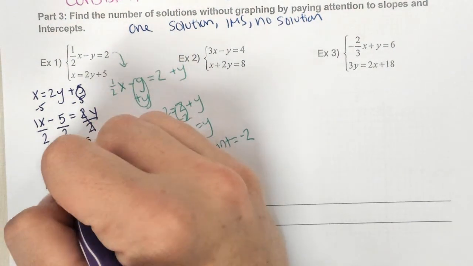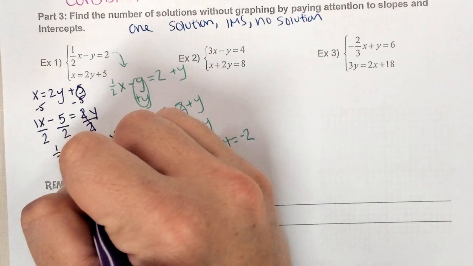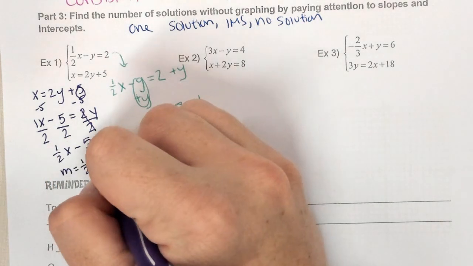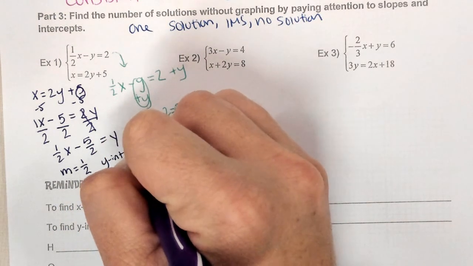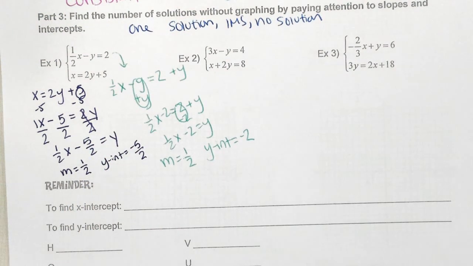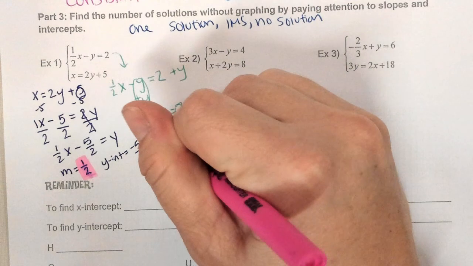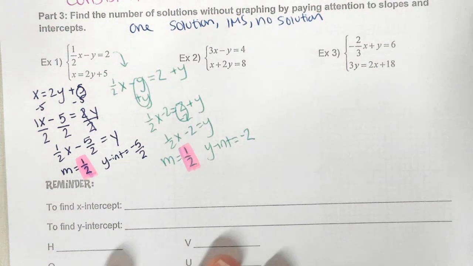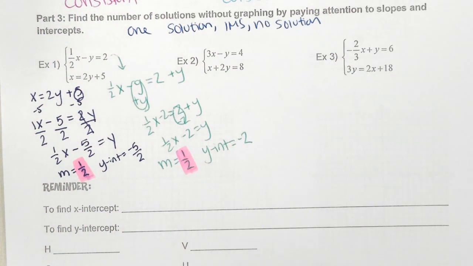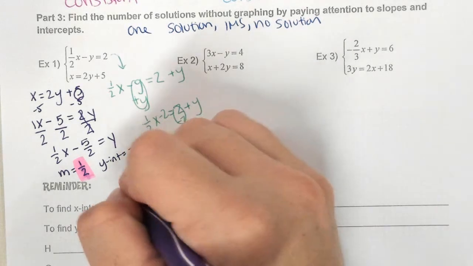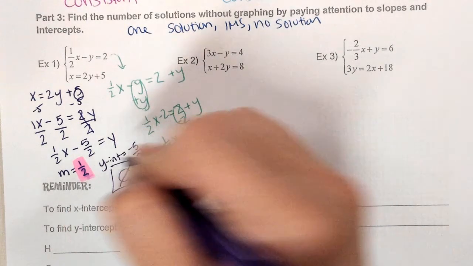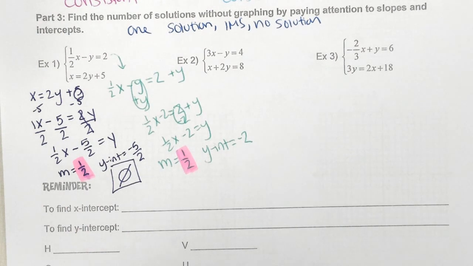So what's my slope on this one? And what's my y-intercept? So what matches? My slopes match. Does anything else match? No, so which one said same slope, different y-intercept? What was my solution there? So this would be no solution, because they have the same slope, but they have different y-intercepts.